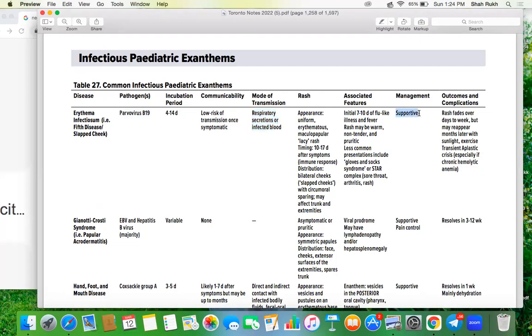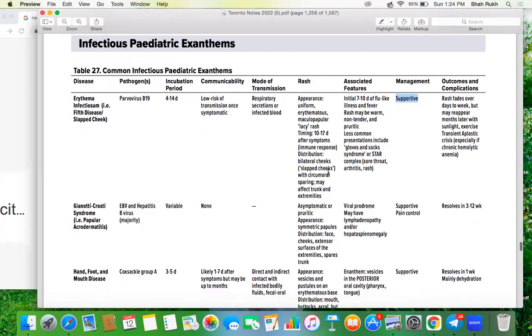And then associated with 7 to 10. What you are going to do is supportive treatment. Most of the time, they are going to show you a picture of the slap cheek, and then they are going to ask you which organism is this, or which organism was the cause, or what is this disease, or how you are going to treat this patient, right? So you need to know on the basis of that picture, this is fifth disease. Now how I'm going to treat is basically supportive.